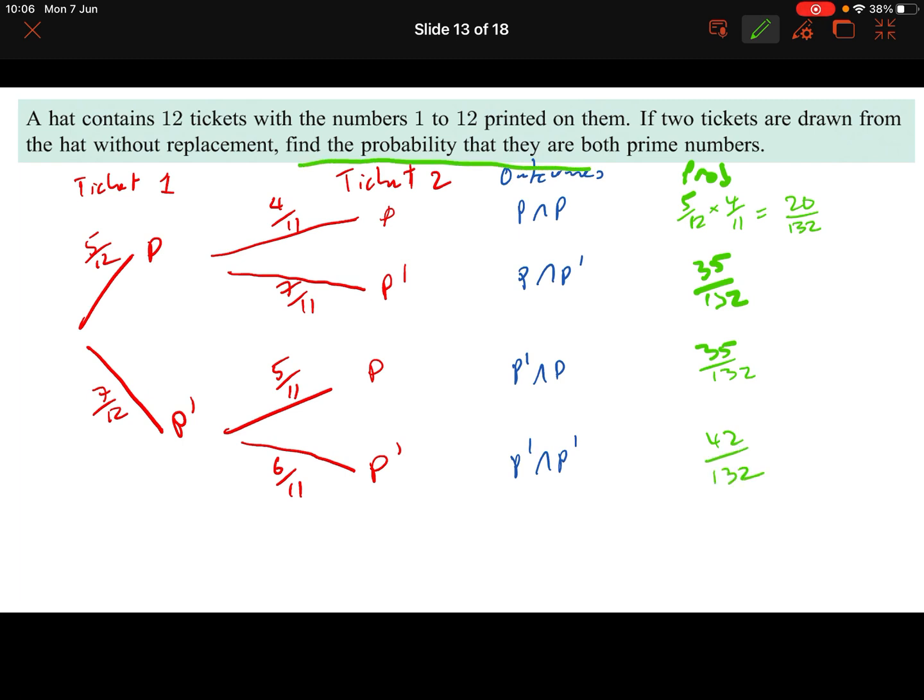Find the probability they are both prime numbers, prime and prime. There's my answer, 20 over 132. So the probability of both being prime numbers is 20 over 132. Okay.